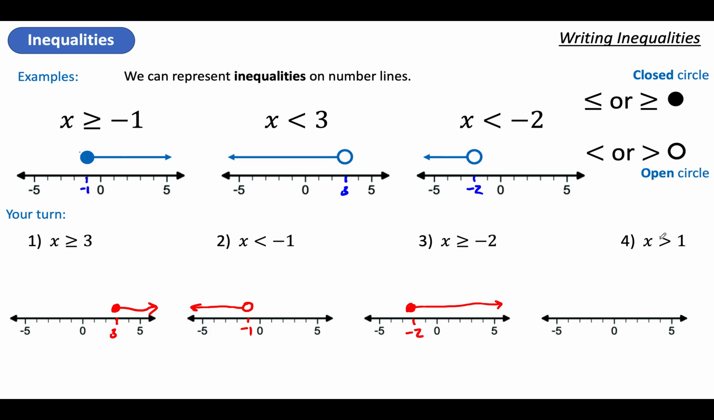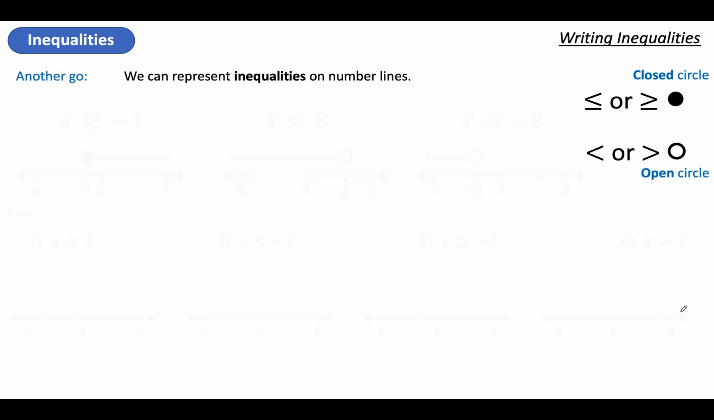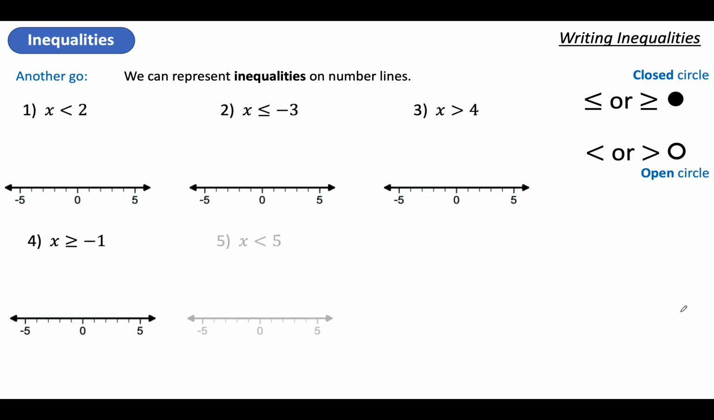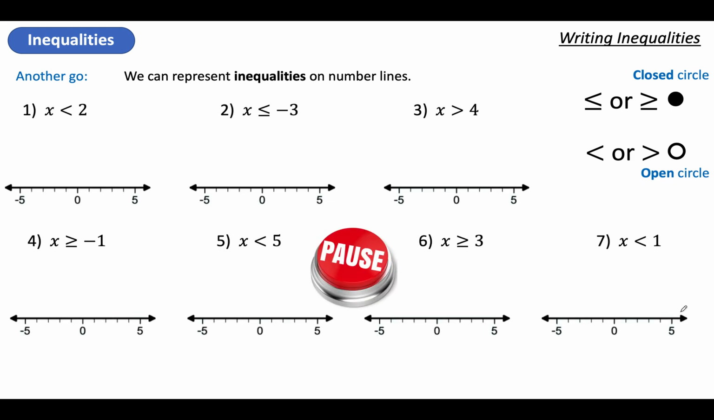Now x is bigger than 1, so identify where 1 is, put the appropriate circle. Now this time again it's an open circle because it doesn't have the extra ink. It doesn't actually include the number 1, it's just all the things bigger than 1. And because it's bigger, I put an arrow to the right. Okay then, so there's a few more for you to do. Come on, let's get some practice in. Pause the video, unpause when you're done.